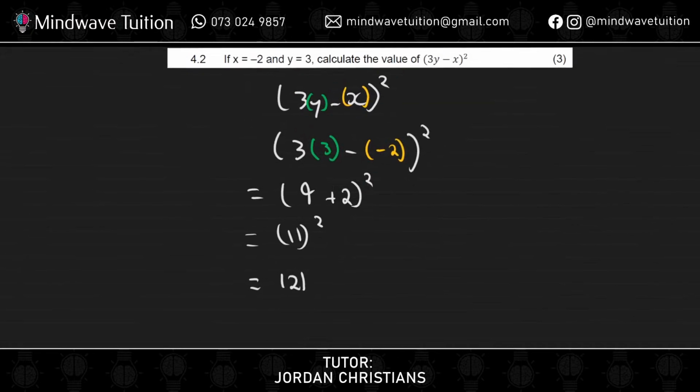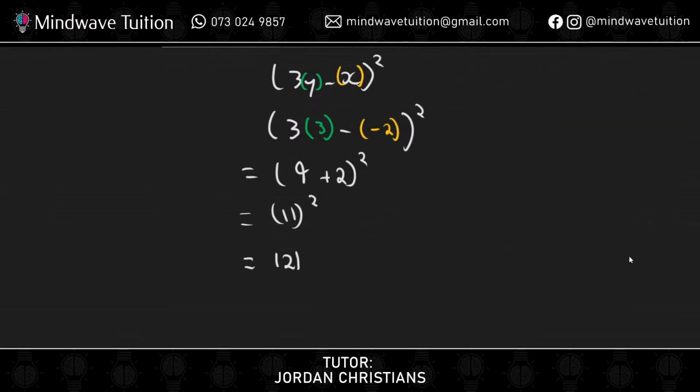So yeah, always use your brackets when you substitute. It's just the best way to always do the correct thing with your signs, specifically for negatives.